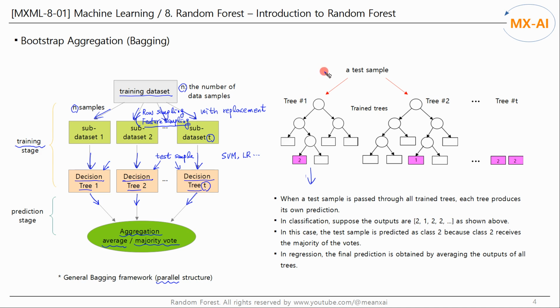Now let's take a brief look at how random forest makes predictions. When a test sample is passed through all trained trees, each tree produces its own prediction. In classification, suppose the outputs are 2, 1, 2, 2. In this case, the final predicted class would be class 2, because class 2 receives the majority of the votes. In regression, the final prediction is obtained by averaging the outputs of all trees.